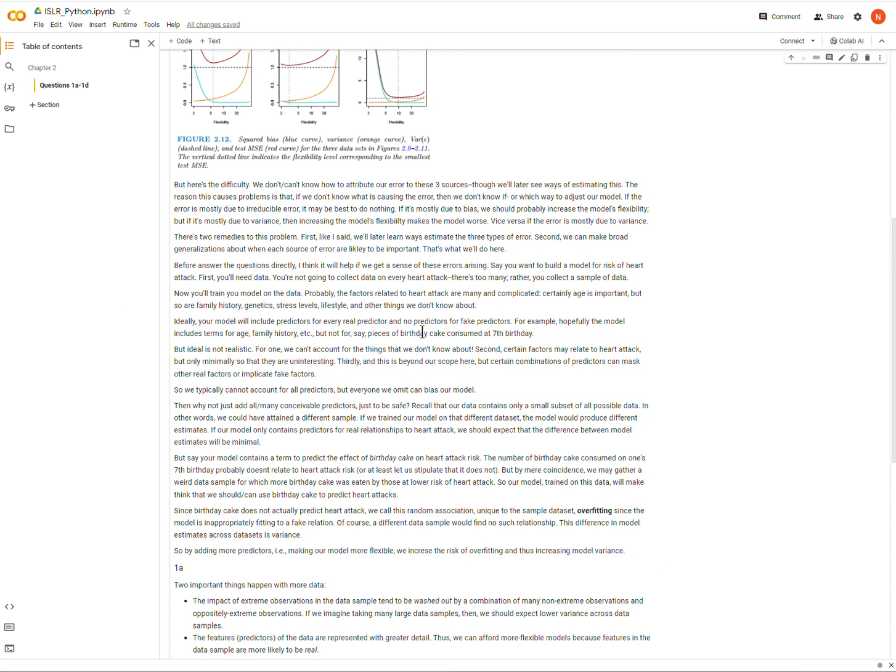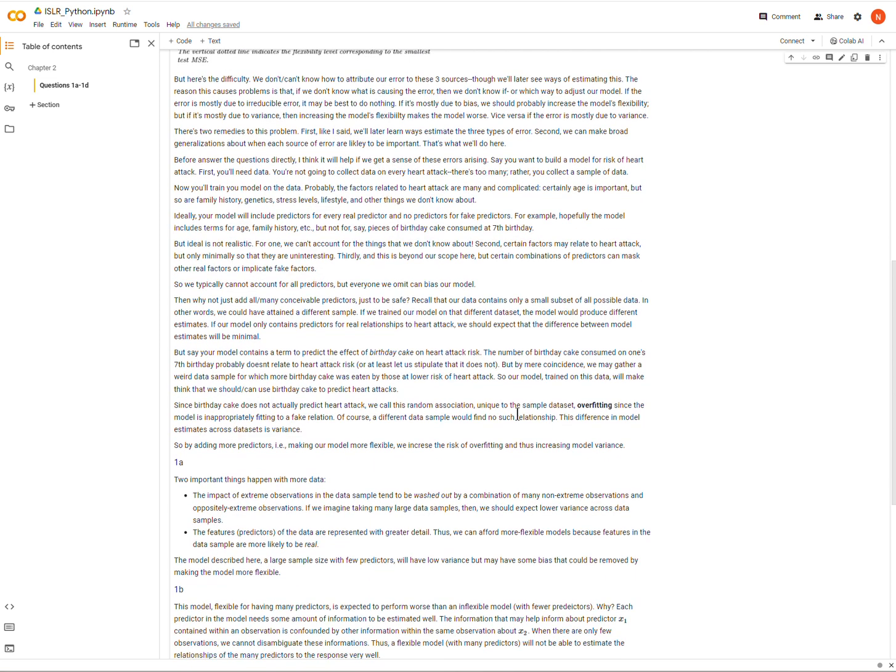Okay. Now, of course, if we were to have used a different data sample, which we don't, we usually have one sample, but if we were to have had a different data sample, then that would not have been shown to be relevant in predicting heart attack. Okay. And so what we've seen here is that in the first model, where birthday cake seems to predict heart attack, we have overfit the data since we are inappropriately fitting to just some kind of fake relationship in the data.